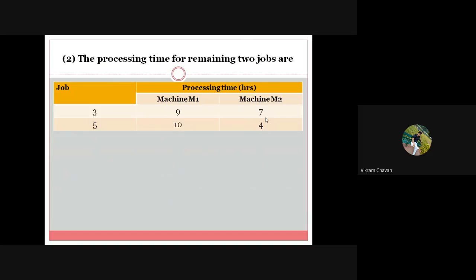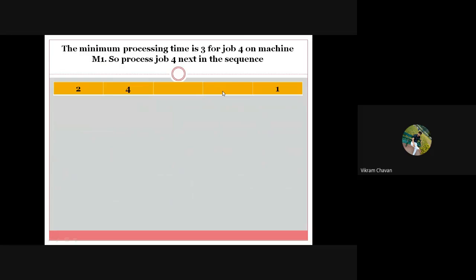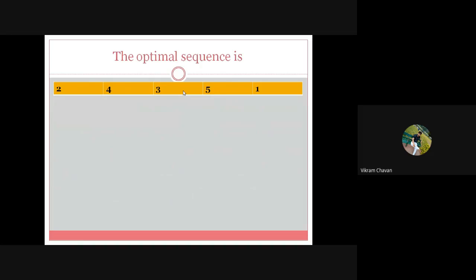So out of these positions, the last position is this one, and this position should be provided to the 5 number job. Only one position is remaining, so we will provide it to the 3 number job, and we will consider this particular sequence. That will be the optimal sequence 2 4 3 5 1.